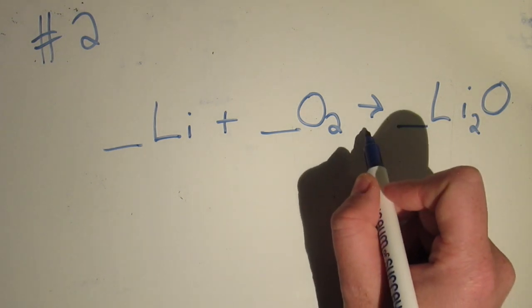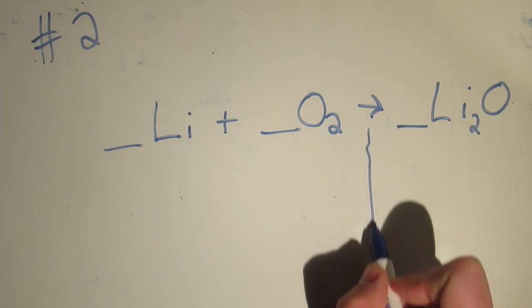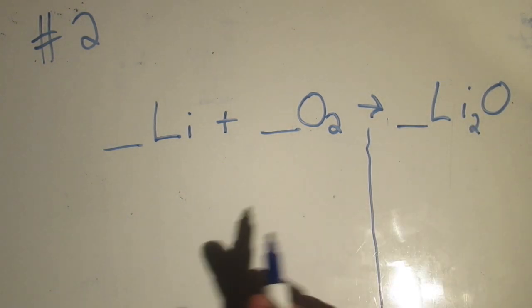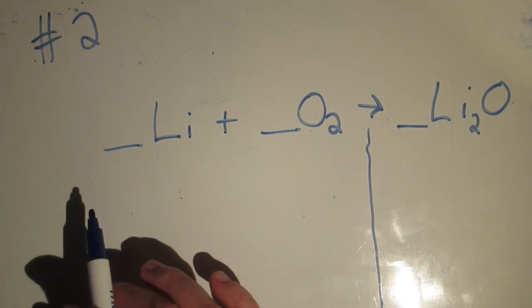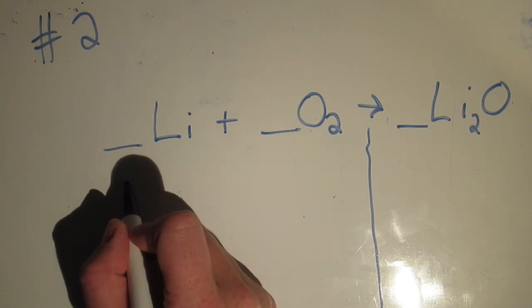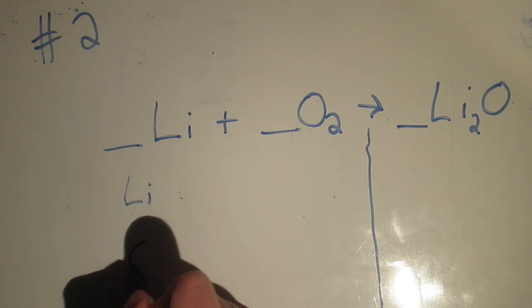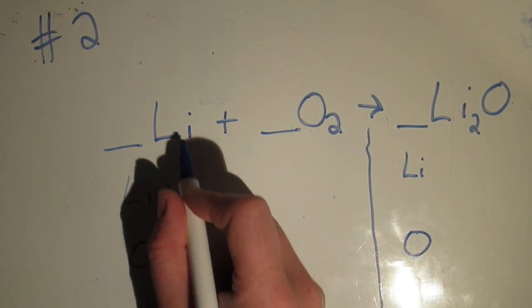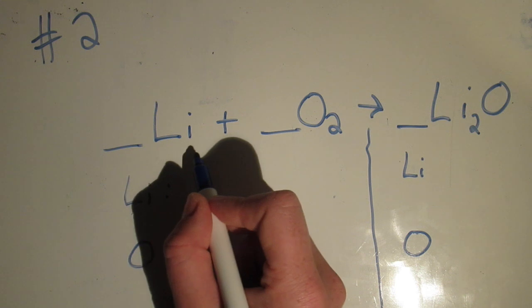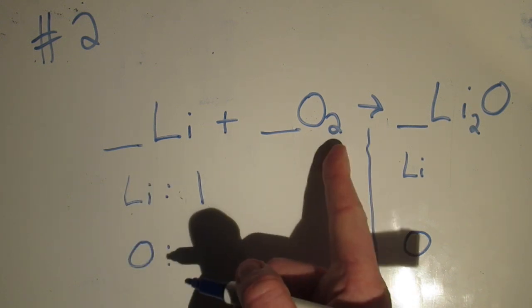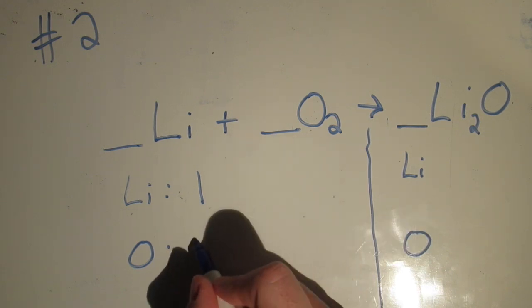So the first step is to separate the products right here from the reactants over here. Step 2 is going to be to count each atom. So we're going to write lithium and oxygen on both sides. And how many lithiums do we have right now? There's no subscripts. We just have 1. For oxygen, there is a subscript. It says 2, so that would be 2.